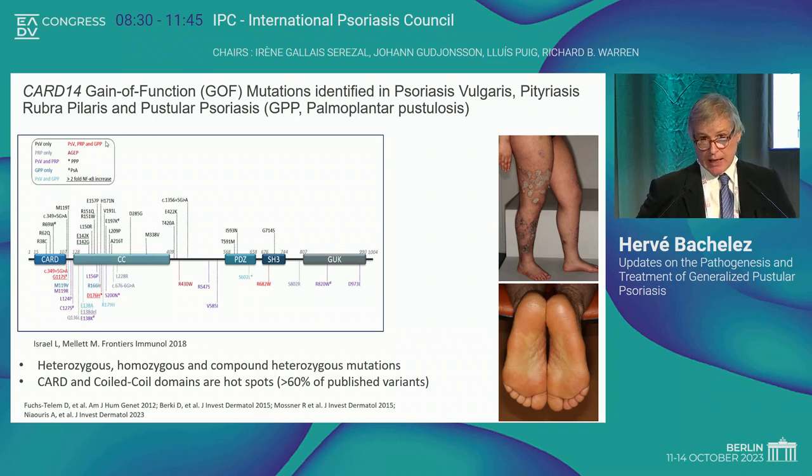So there should be at least some CARD14 mutants accounting for different phenotypes that we think are completely separated. So there should be something that is, at least in some cases, a unifying concept in the so-called CARD14 disease. And most of the CARD14 mutants are located in the CARD and COD domain, accounting for more than 60% of the published variants.